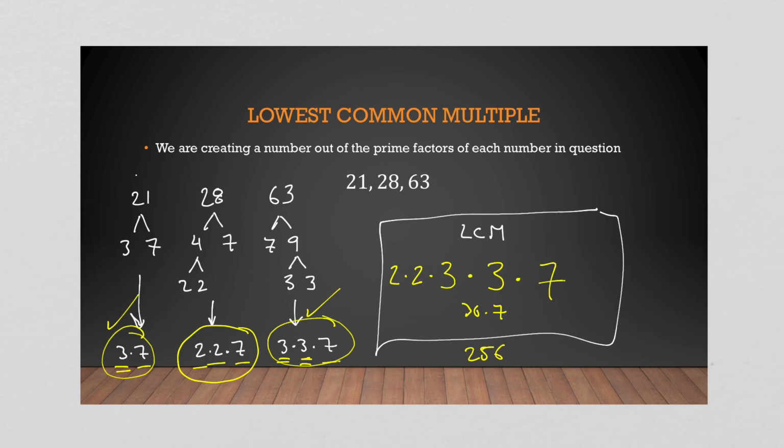256, if I'm not mistaken. I believe that is correct. But let me just double check, because I don't want to send you a lie. No, it is not. It is 252. So the lowest common multiple is 252. Again, prime factored form is good. It shows me that you understand exactly what's happening in this process.